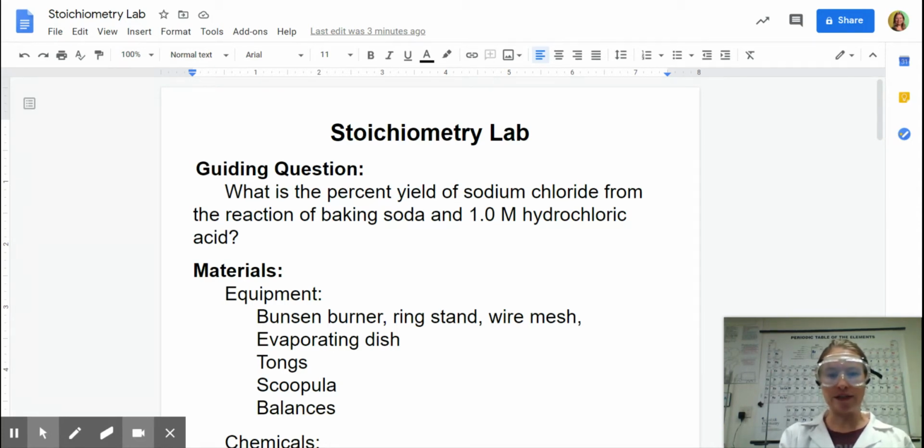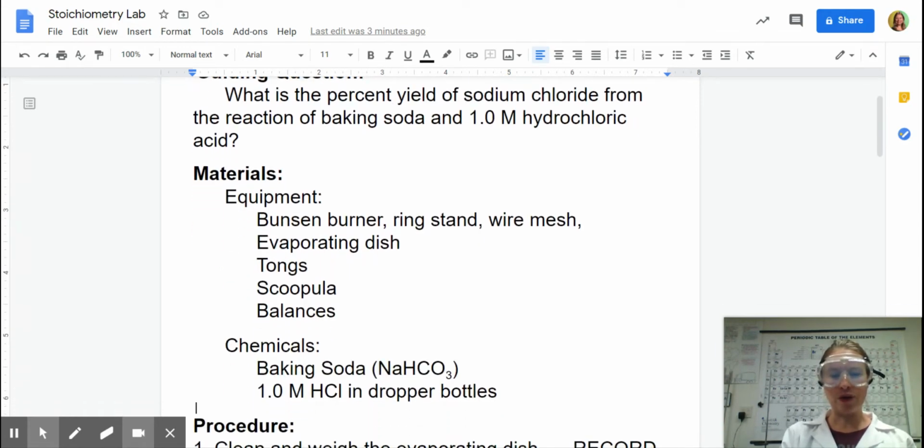Our materials for today, we're going to be using a Bunsen burner, a ring stand, a wire mesh, an evaporating dish, tongs, a scoopula, and a balance. For the chemicals, we're going to be using baking soda and the 1 molar HCl in droppers.